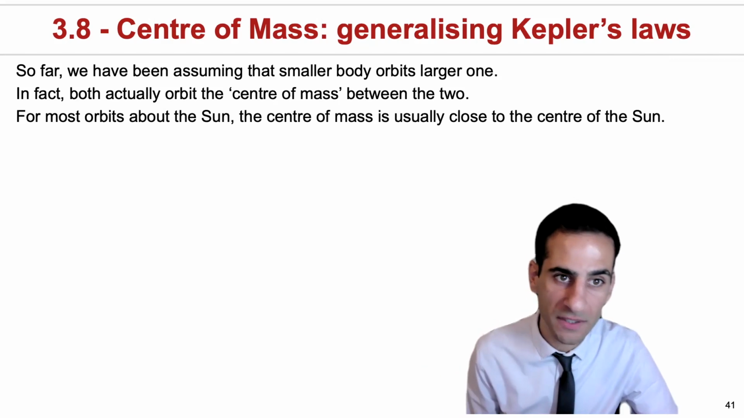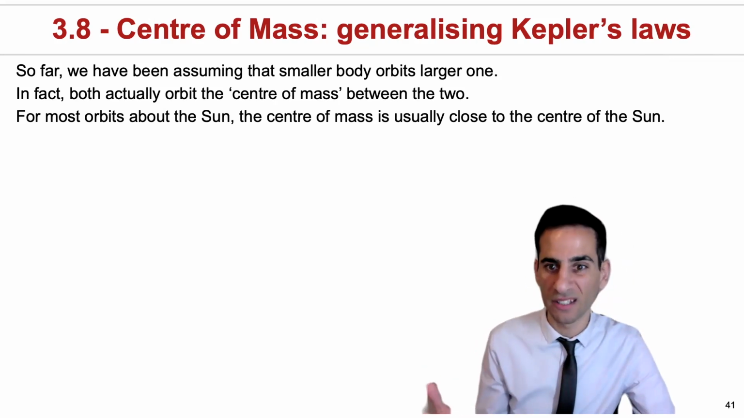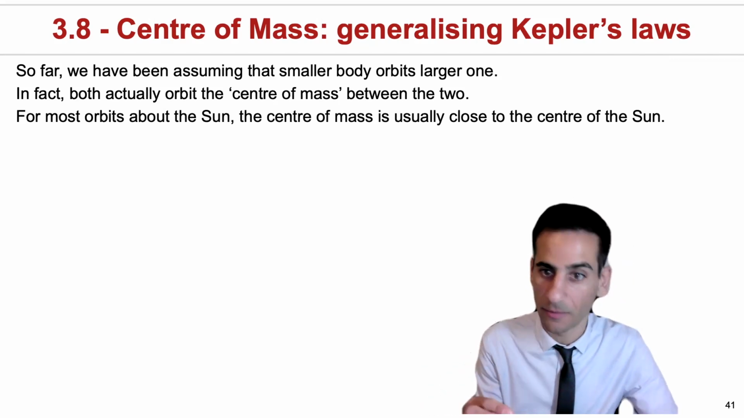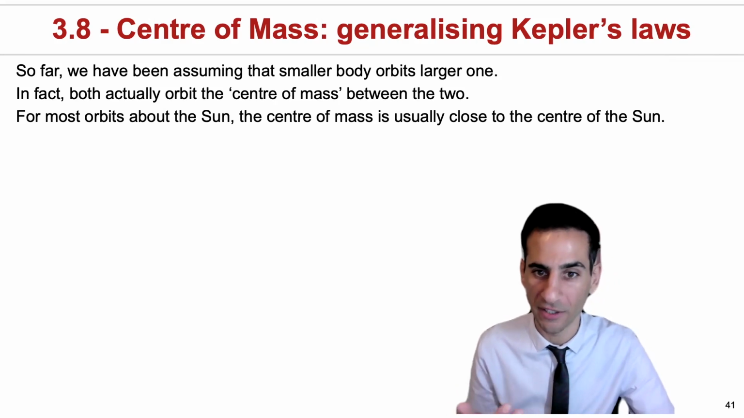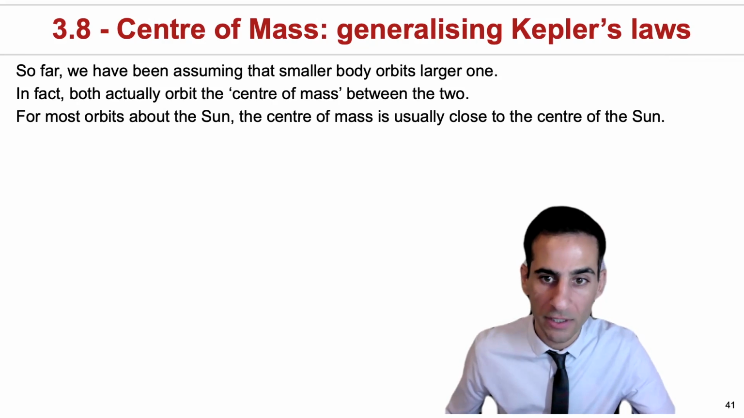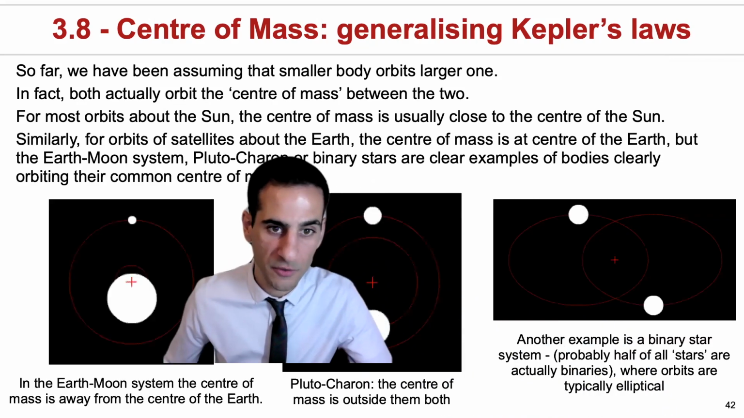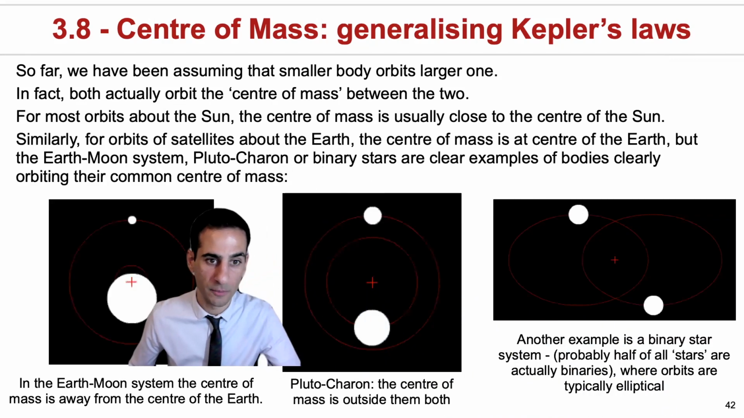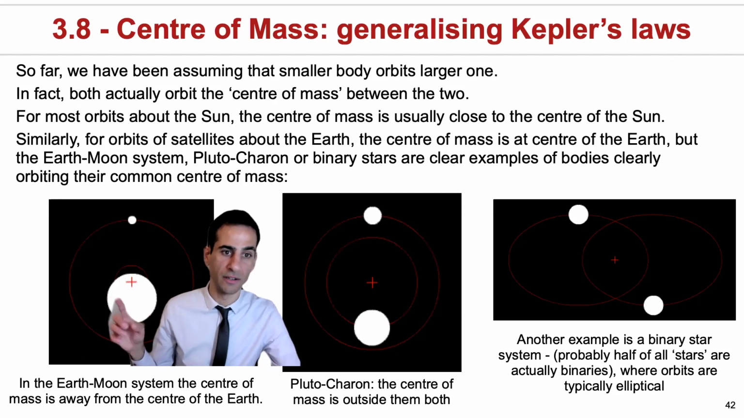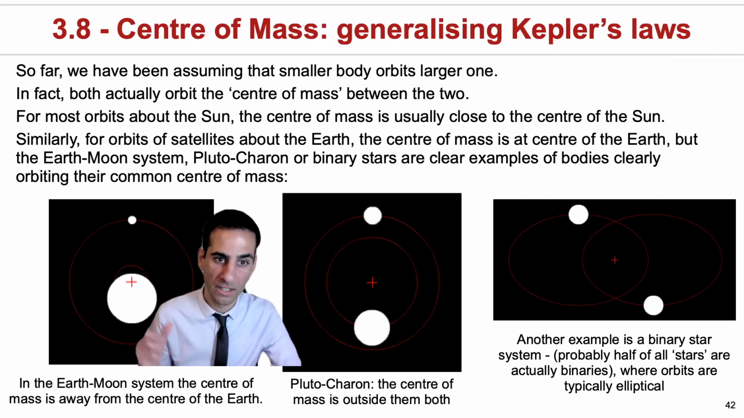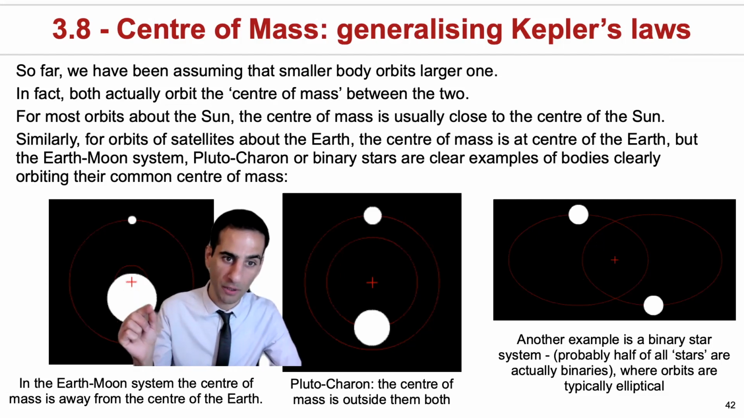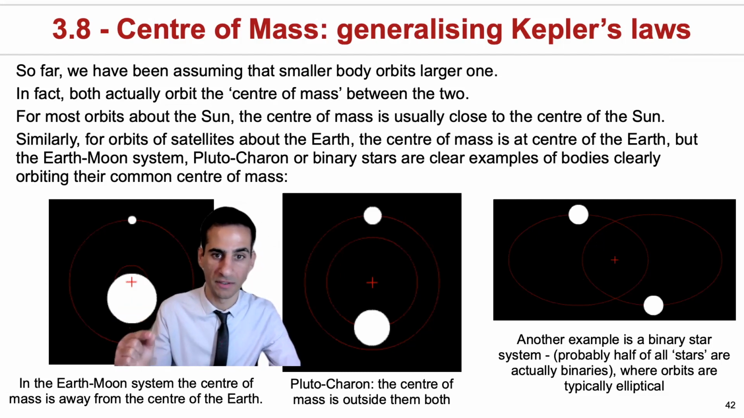And for most orbits, obviously, around the sun, the center of mass will be very close to the sun, and we won't really notice any difference. But it is important to note that in systems, for example, like the Earth's moon that we can see right here, the center of mass is actually not directly in the center of the Earth. So the Earth will also kind of wobble as each object orbits the common center of mass.